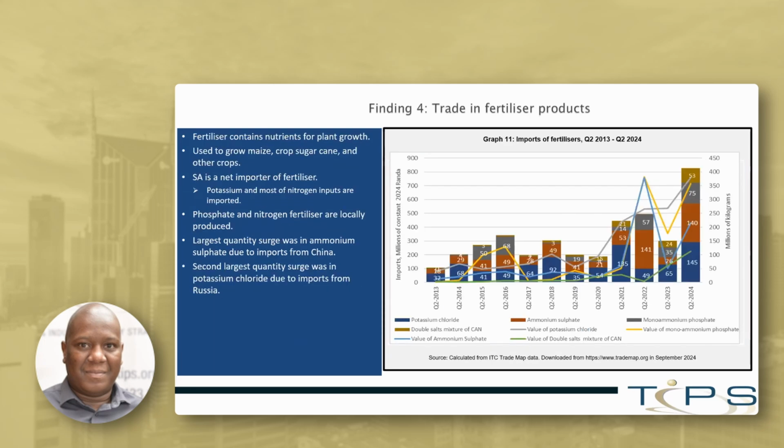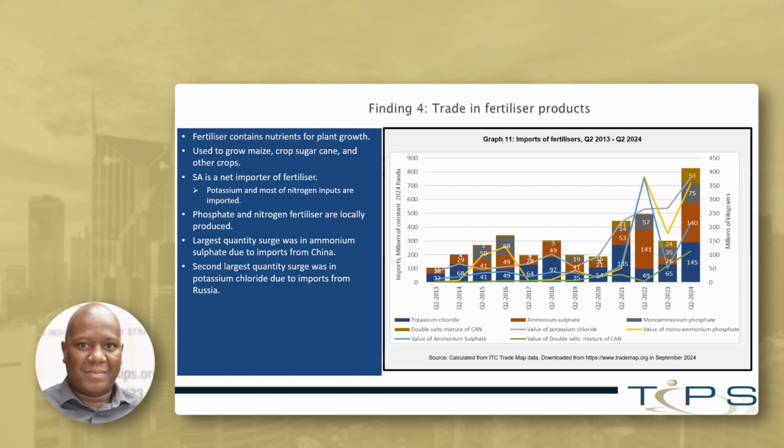Looking at the fourth finding, which is trade in fertilizer products. Fertilizers contain nutrients for plant growth, and are used to grow maize, sugarcane, as well as other crops. South Africa is a net importer of fertilizer. Potassium and most nitrogen inputs are imported into the country. Phosphate and nitrogen fertilizers are locally produced.